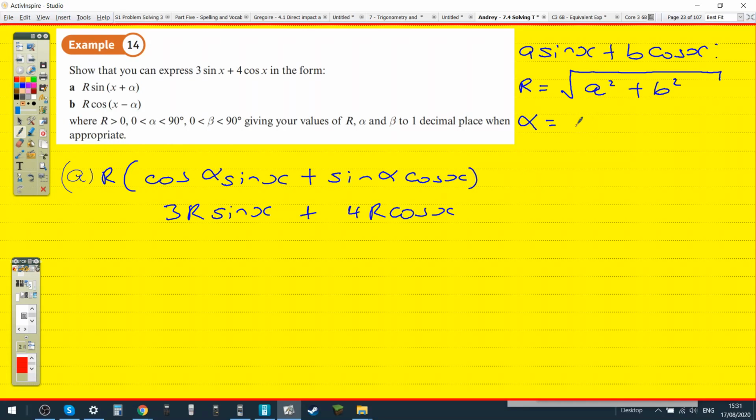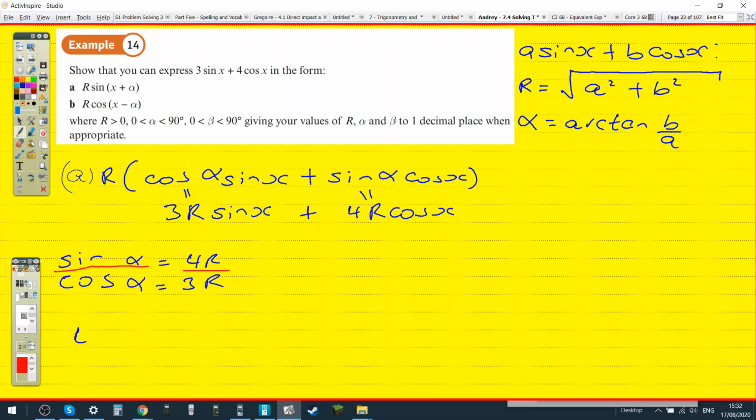And now, is it just going to be cos x over 3r plus sine x over 4r? Or so is 3r equals cos alpha? Yeah. And 4r equals sine alpha. Yeah. So sine alpha is 4r, cos alpha is 3r. And so would tan alpha now equal 4 over 3? Yeah. And then I just need to do arctan of 4/3.